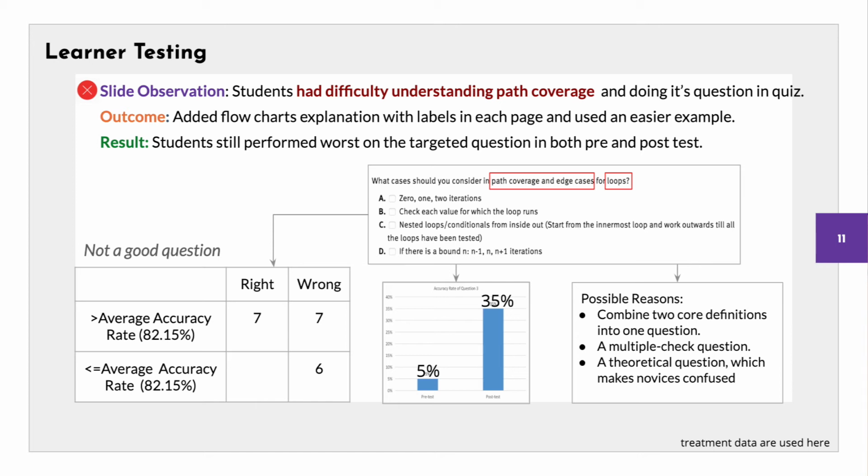Why did it not work? We came up with 3 possible reasons. After we divided our learners based on the average rate, we realized that even half of the students in the high score group got that question wrong. Maybe the reason is that it is not a good targeted question.